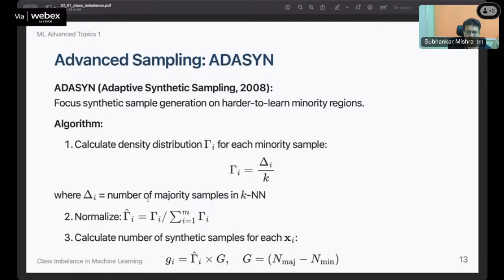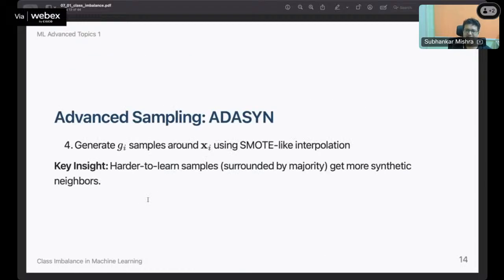So how does this algorithm work? You can go through the details, but very simply, for each minority sample, you count how many majority neighbors it has. Samples surrounded by the majority class will get more synthetic neighbors, and any of the samples that are very far away, those are called, let's say, safe samples. They will get fewer. It's basically adaptive sampling, meaning samples that are closer to the decision boundary will have more sampling done, or more samples created.